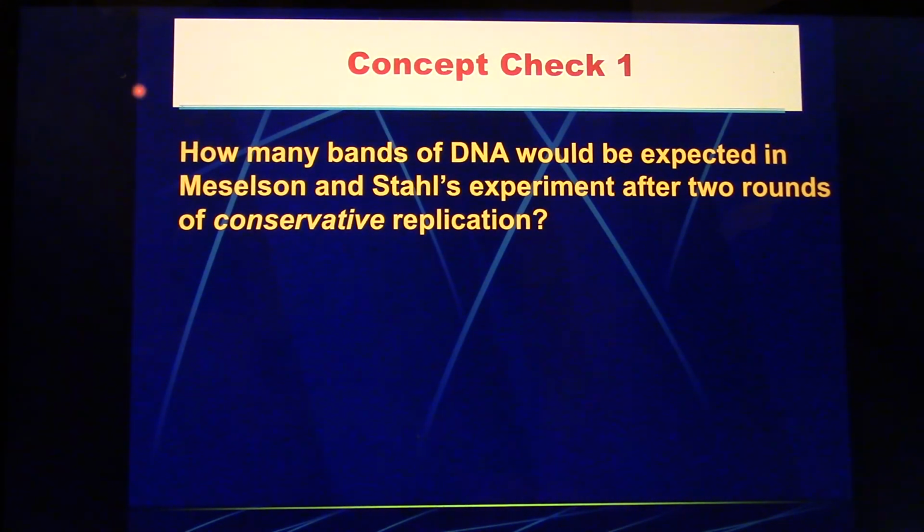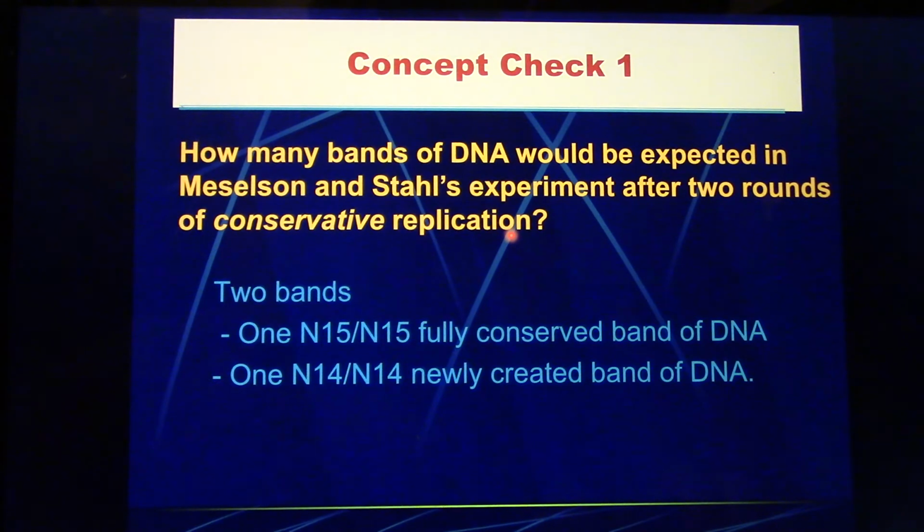So here's our concept check. How many bands of DNA would be expected in Meselson and Stahl's experiment after 2 rounds of conservative replication? So you guys should try to figure that out on your own. You can pause the video and try to figure that out. The answer is you're going to have 2 bands.